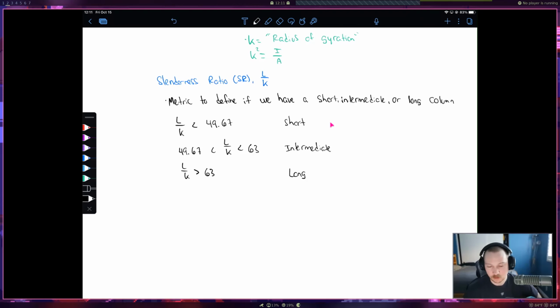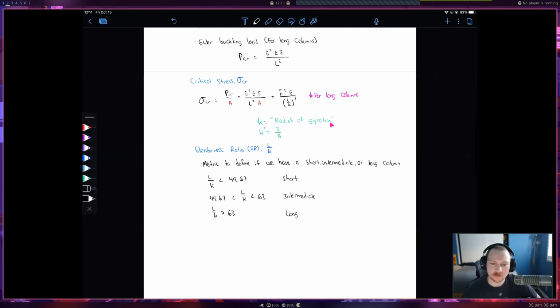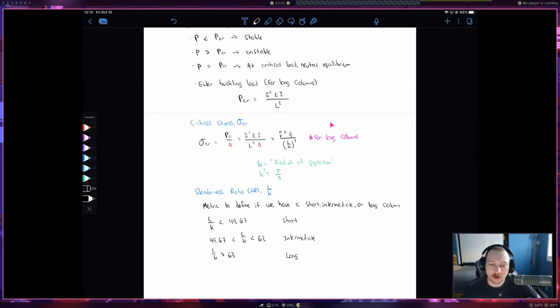Alright, so there we go. So we have our metrics now. So far for what we have here, we can find the critical stress for a long column, and that's it so far, right? We haven't defined how to find the critical stress for an intermediate column or a short column.